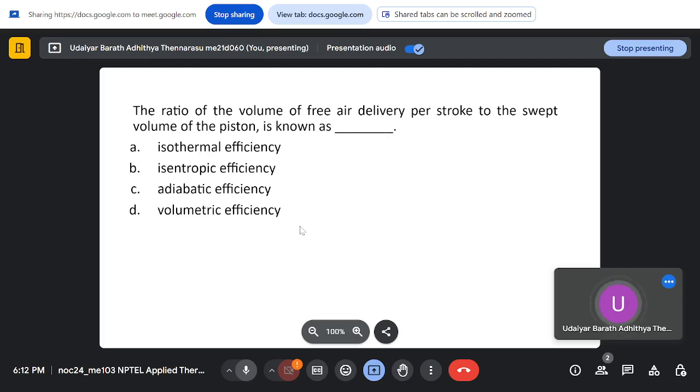The ratio of the volume of free air delivery per stroke to the swept volume is basically what we saw previously: what amount of volume flow rate is happening compared to the swept volume. This is given by the volumetric efficiency. So the answer is option D, volumetric efficiency.